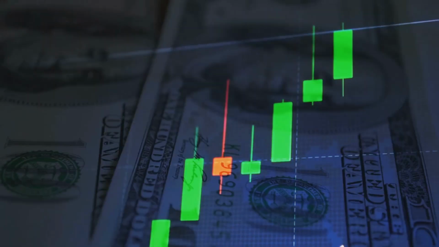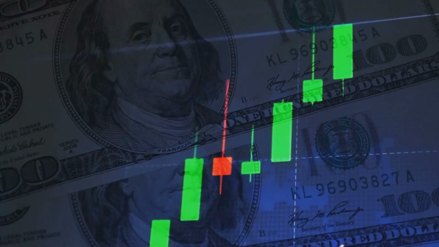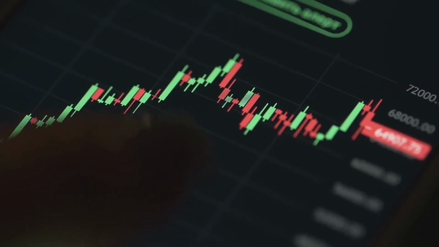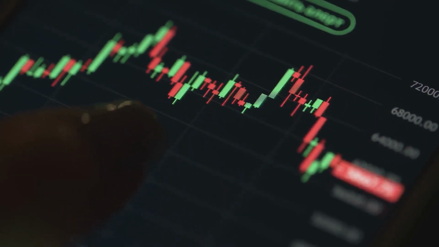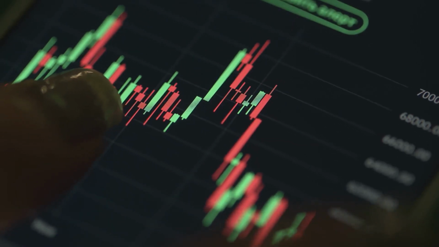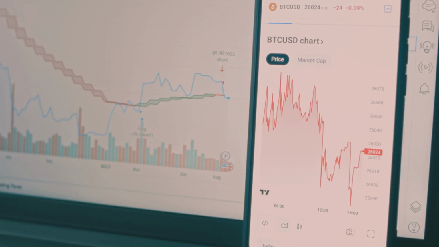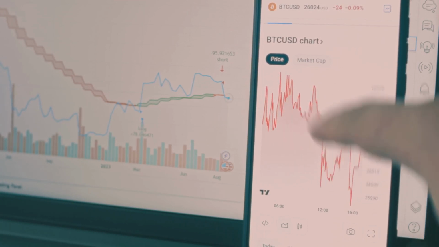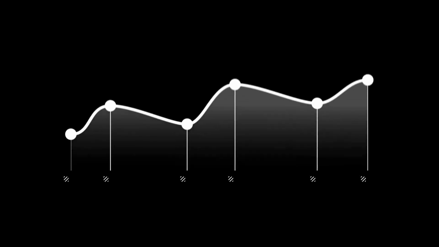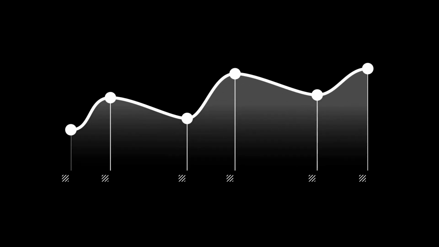To find the SMA, you simply add up the closing prices for the chosen period, whether it's days, weeks, or even months. Then, you divide that sum by the total number of periods included in the calculation. This gives you the average price for that time frame. As new price data becomes available, the oldest price in the series is dropped out of the calculation, ensuring the average reflects the most recent market activity. This continuous updating process results in a smooth, flowing line that visually represents the average price movement over time.